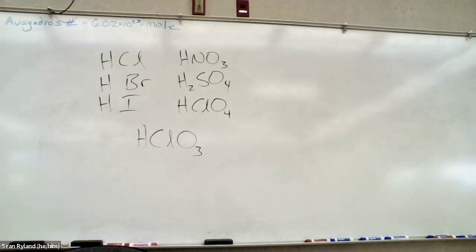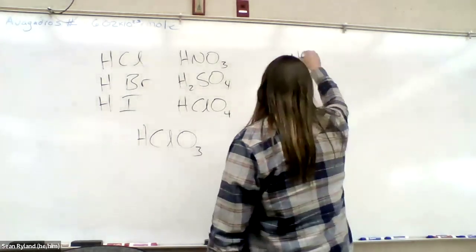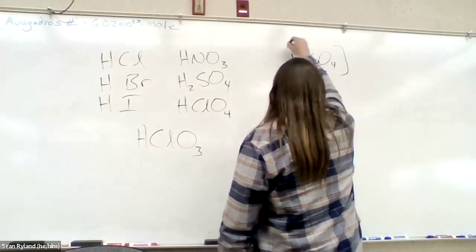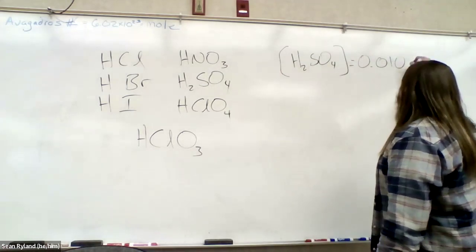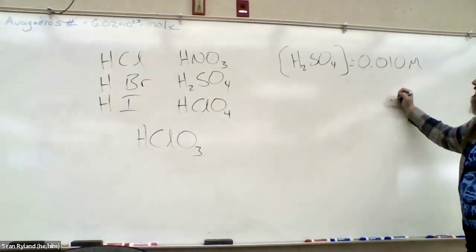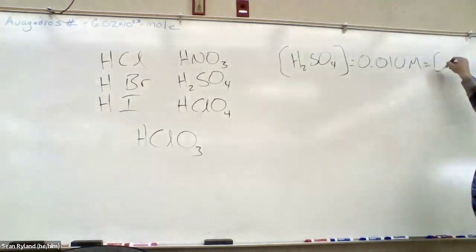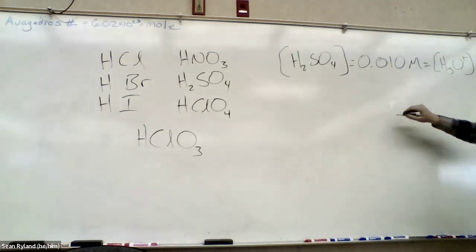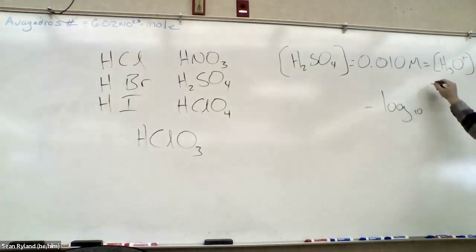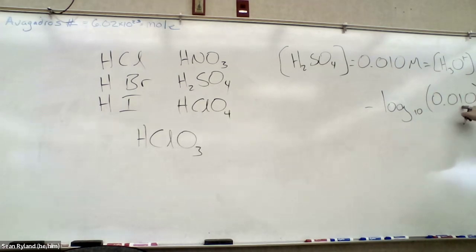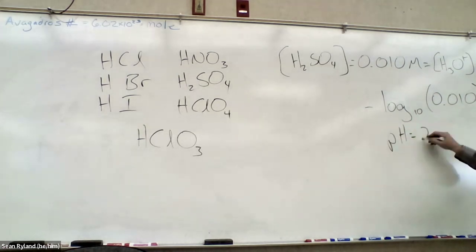Last example, what about sulfuric acid? H2SO4. If your concentration of H2SO4 is 0.010 molar, pH of 2, because that's equal to our concentration of H3O plus. And negative log of 0.010 is 2. So pH equals 2.00. Still go to the hundredths place. Just always with pH for this class, go to the hundredths place.